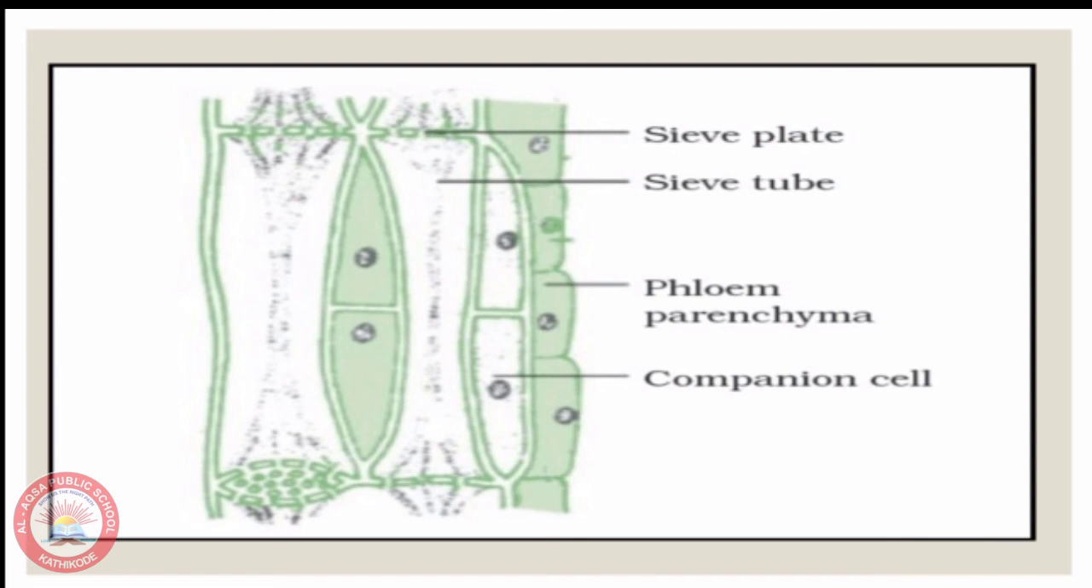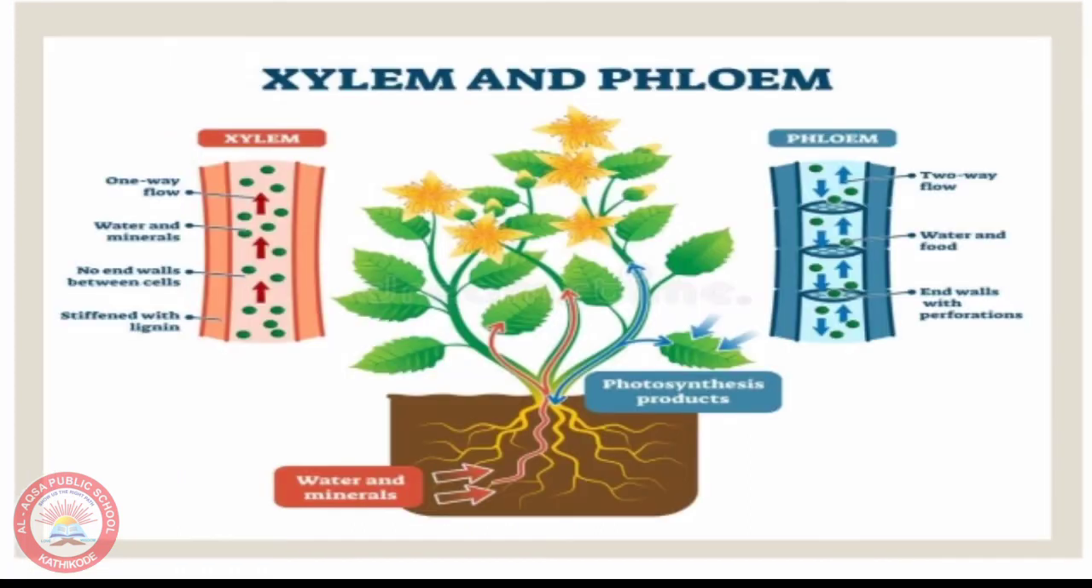Observe the picture of phloem tissue and its components. This picture helps in understanding the flow of water and minerals through xylem and flow of food through phloem. You can see that through xylem, water is flowing in one direction, that is from downwards to upwards. Whereas the transport of food in phloem takes place in two directions, that is upwards and downwards.